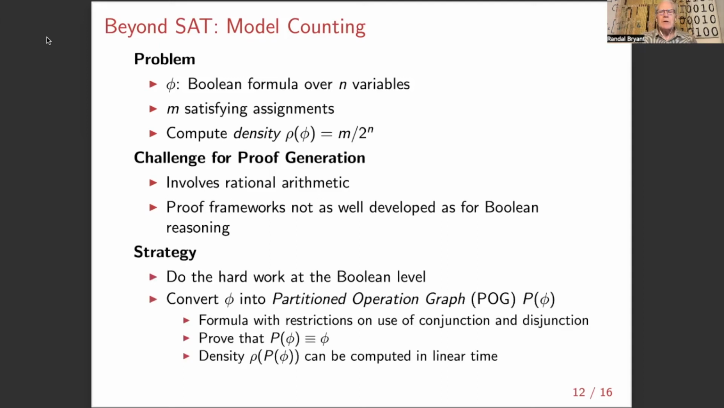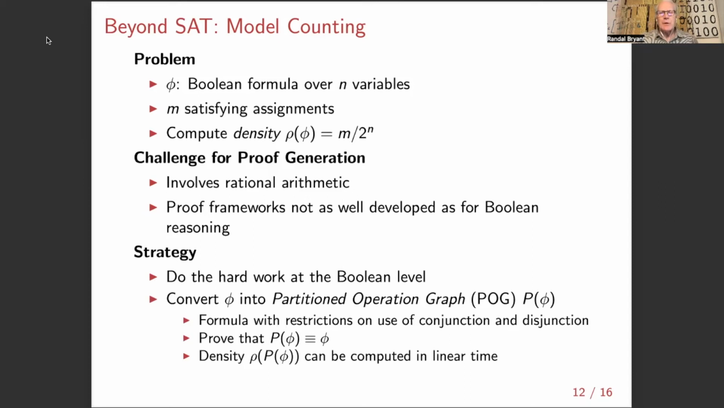So our current work is to say, let's try and push the Boolean part of it as far as we can so that the rational arithmetic part of it is really quite trivial. And our strategy for doing this is to convert the formula into a standard, well, not a canonical representation, but a class of representations I call a partitioned operation graph, or POG.